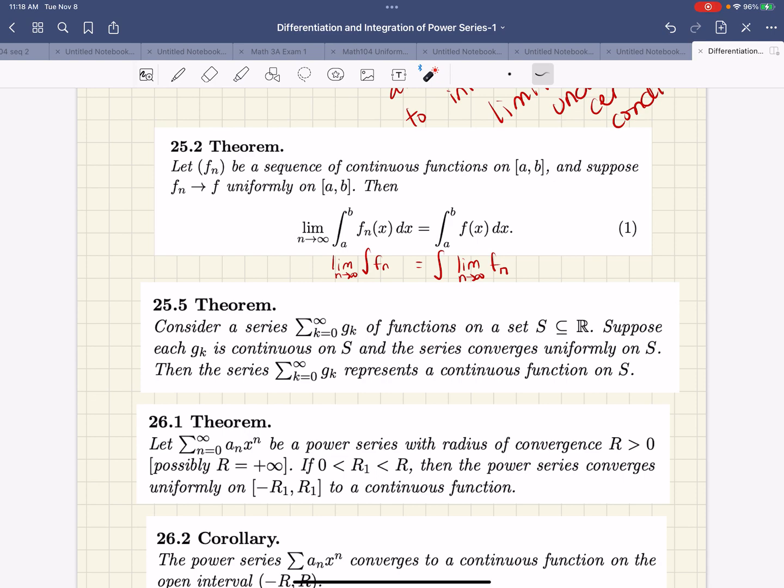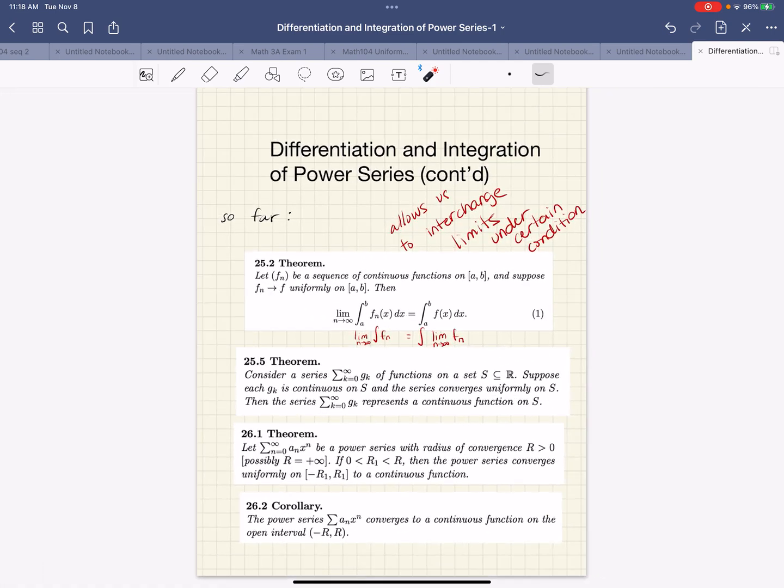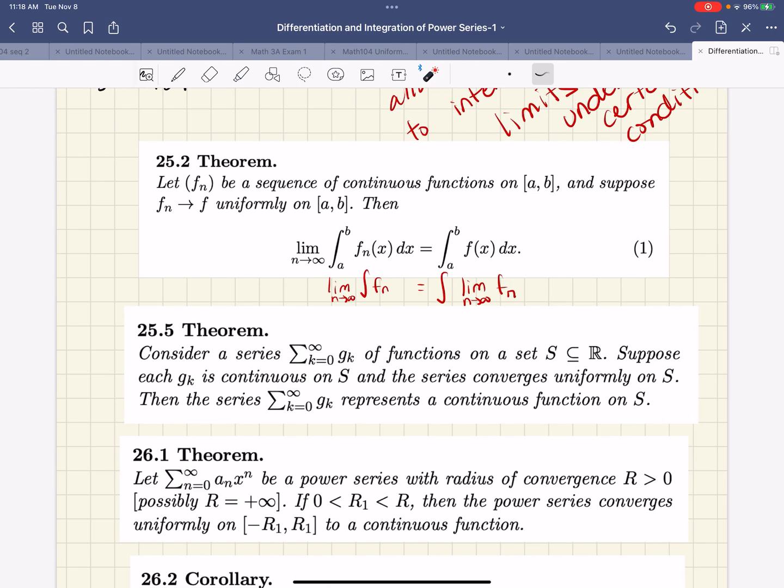And of course, this plays right into what we need for our study of power series because a power series is a special type of series of functions. Each of your gk's is a polynomial, right? And we know the polynomials are continuous because the product of continuous functions is continuous and the sum of continuous functions is continuous. Constant functions are continuous. Each polynomial is a finite sum of a product of continuous functions.